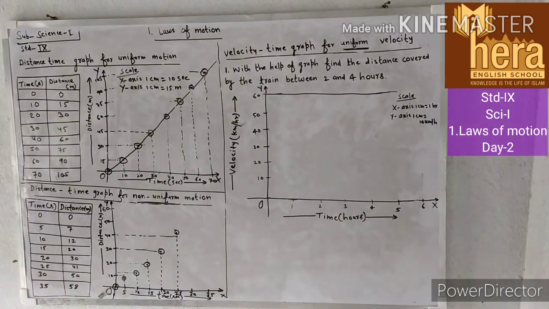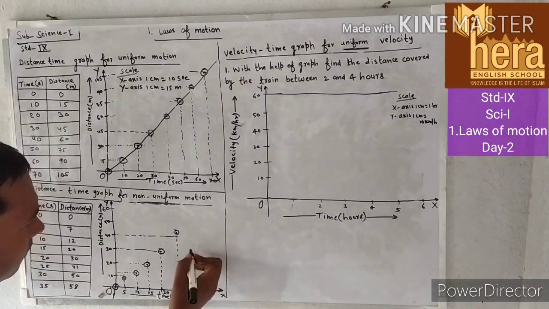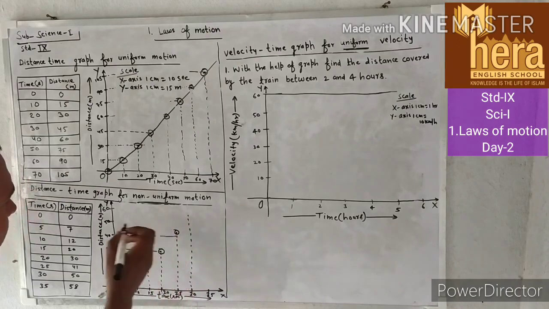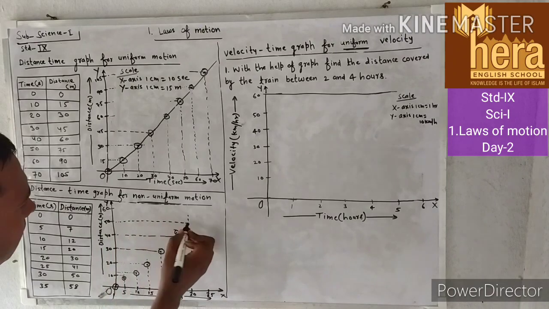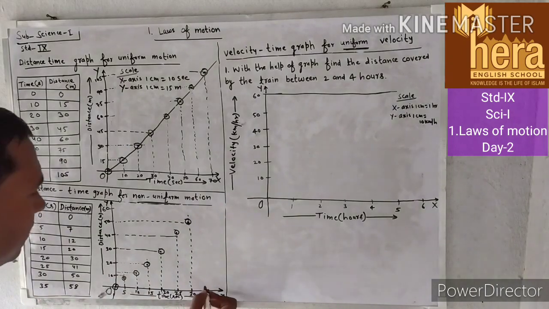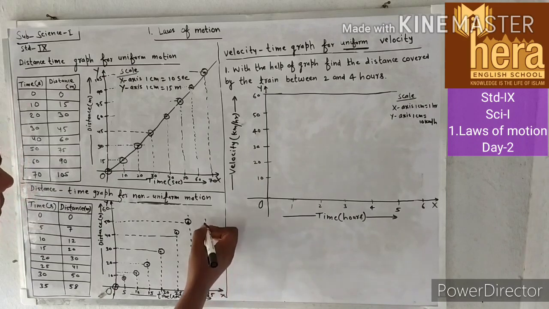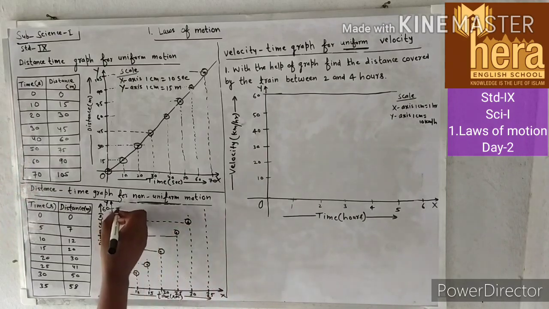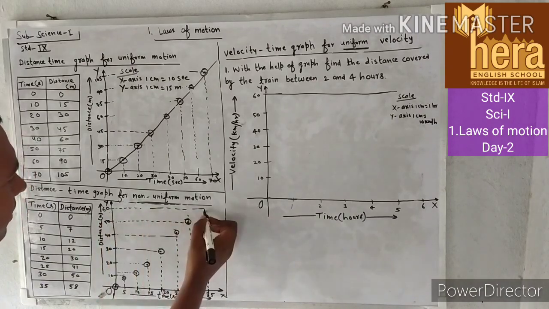30 seconds, 50. So here will be 50. 35 seconds, 58. Here will be 60, and 58 is just below 60. Here will be 58.